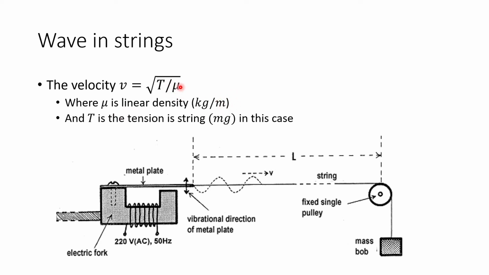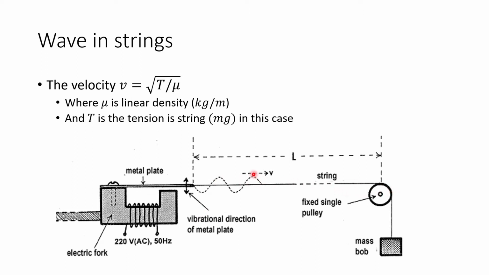From there, if the string is being pulled by a tension T, in this case you hang a bob on the other side of the string and put the string onto the other end of the electric fork. Here the tension is determined by the mass of the bob being hung here, so the tension force is mg pulling here. Once you turn on the electric fork, it creates a vibration along this direction, generating a wave that propagates along this direction.